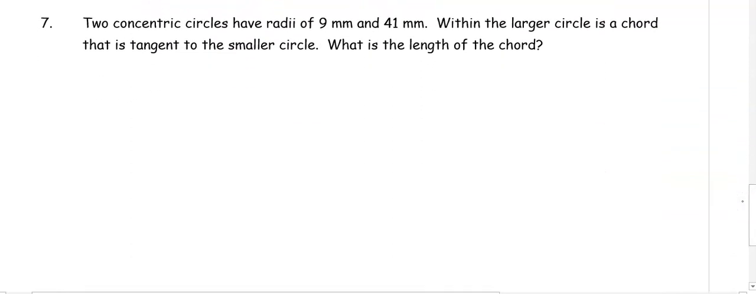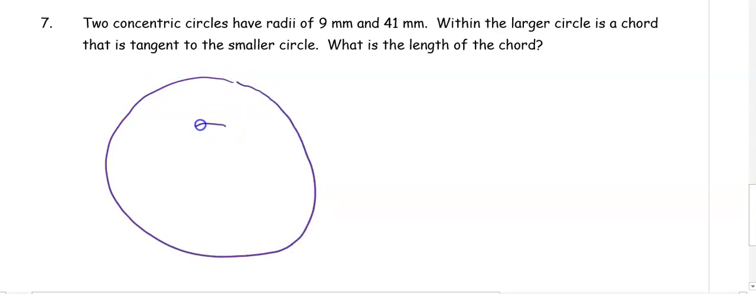Number 7, two concentric circles have radii of 9 and 41. Within the larger circle, a chord is tangent to the smaller circle. What is the length of the chord? So we have our concentric circles. We have a big circle and a smaller circle inside. Across the bottom of the center circle is a tangent line, which is going to represent our chord that's bisected.